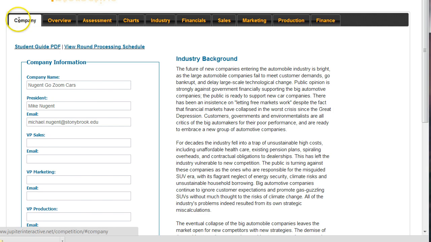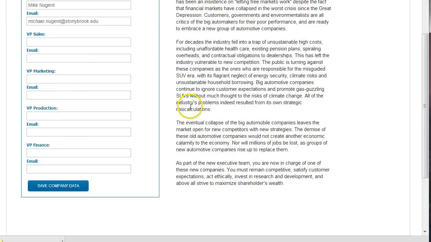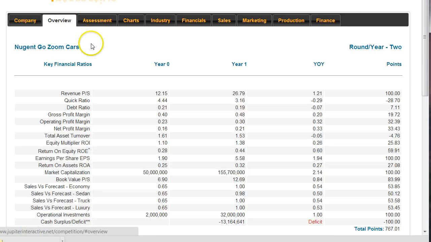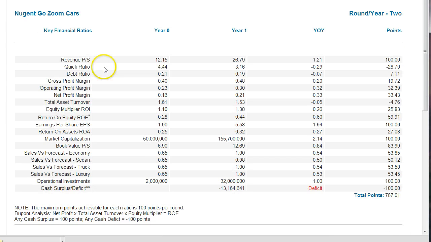So this first page is the company page, and this is where, of course, you have your basic information. They provide a little background of what the simulation is and the idea behind it. The overview, so I would suggest reading this if you can. It's pretty interesting. The overview is your score for the first round. So this overview points here. Now this just signifies we're now in round two, but these are my results from round one.